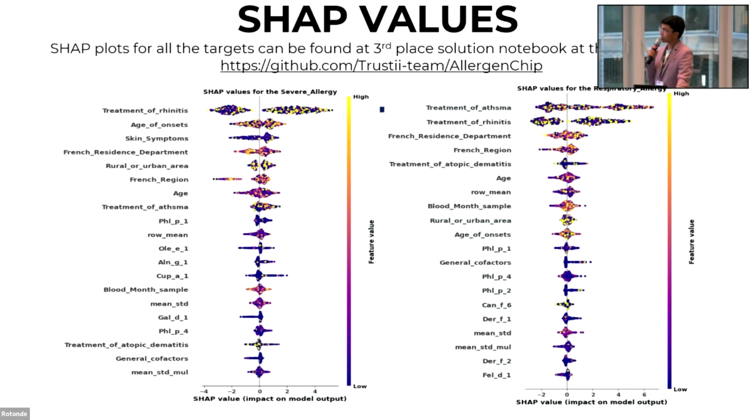These charts represent how important each feature was in the prediction of each model. The calculation is, for each feature, the model prediction is computed with and without the feature, and then the difference between the predictions with and without the feature is calculated for each combination. Then they are weighted to calculate how important each feature is. You can see treatment of rhinitis is an important feature, as you can see from the graph. There's a lot of yellow, and the same for respiratory allergy. Treatment of asthma was an important feature over multiple targets.